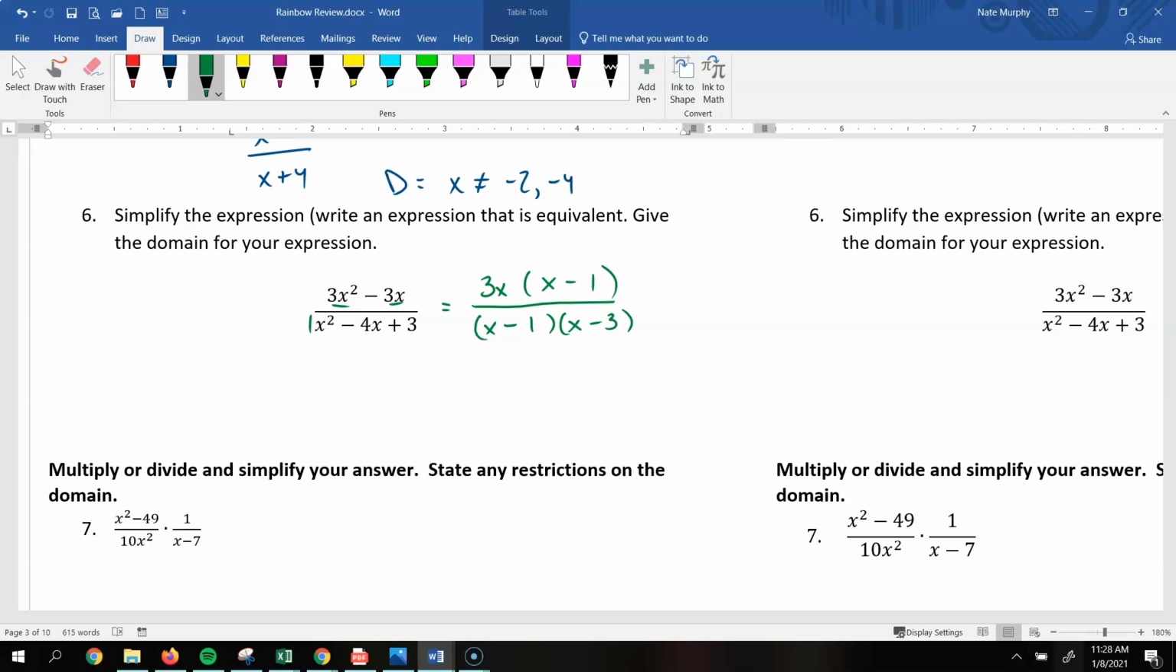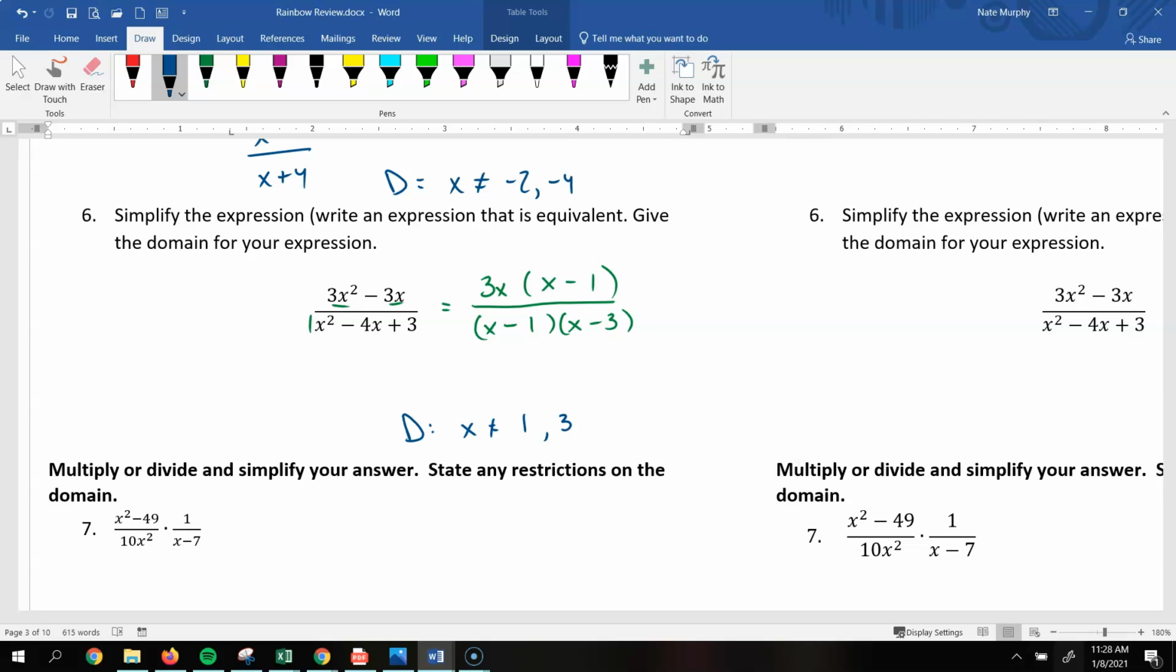All right, before we cancel things out, I like to identify what restrictions we have in our domain. And that would be, well, we can't divide by 0. So if I set each of those factors in our denominator equal to 0, I would get x can't equal positive 1 or a positive 3. Because if you set those equal to 0 and solve them, that's what you get. So that means that if you were to put 1 in here, we get 0 in the denominator, or if we put 3 in there, we get 0 in the denominator. We can't have that. So x can't equal 1 or 3.